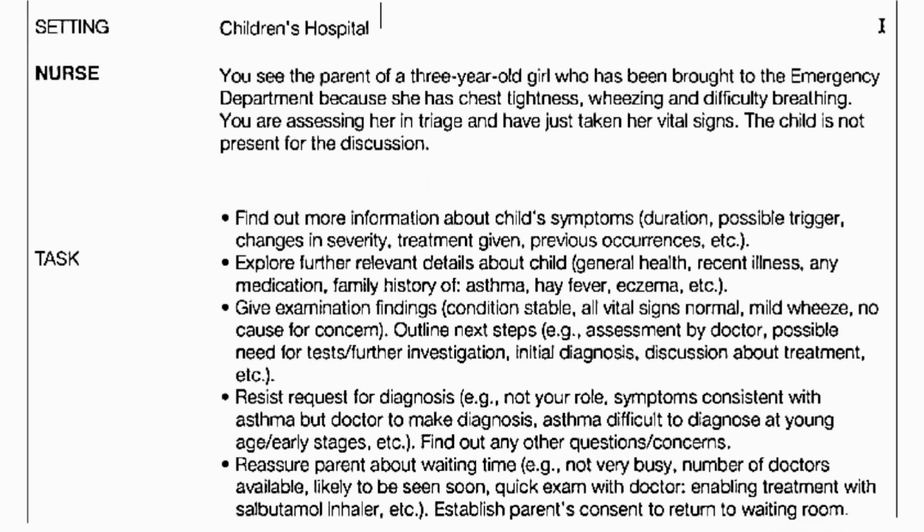So what are the things you have to analyze in this scenario? This is a pure non-case, because they have given you: you are assessing her in triage and have just taken her vitals. That means you have already seen the patient and you know the patient already. So this is the particular non-case scenario. And one more thing, you are talking to the baby's parent. The child is not present for the discussion.